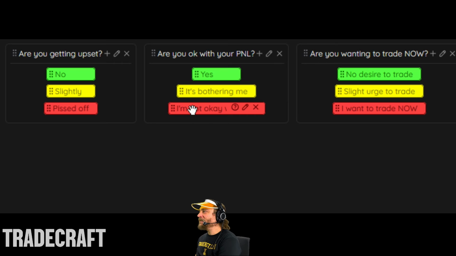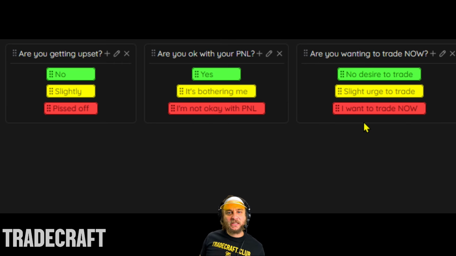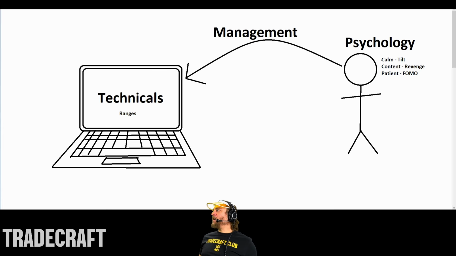And then if I see all three of these tags red on a specific trade, that is bad and I'm making terrible trading decisions. So right here, we can see those three groups: calm or tilt, content or we're revenge trading, patient or FOMO. So what is happening here is I could be taking specific setups. However, my psychology could be dictating those specific setups. Or I just may not even be taking my setups. I may be just trading in random spots because I'm revenge trading or I have bad patience.